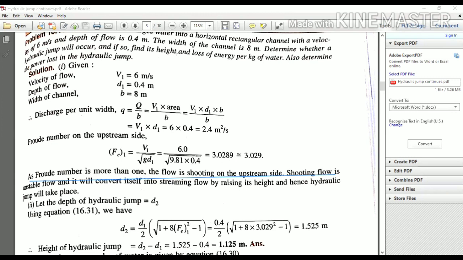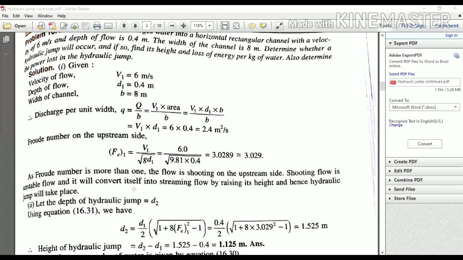So by finding the value of Froude's number, we can conclude that if the Froude number is greater than 1, the flow will be shooting flow. That means the hydraulic jump will occur on the other side, that is D2, because D1 is already given. So this is the way to find out in terms of the Froude value whether the hydraulic jump will occur or not. In the previous problems we did it using critical depth, and here we are using Froude's number.